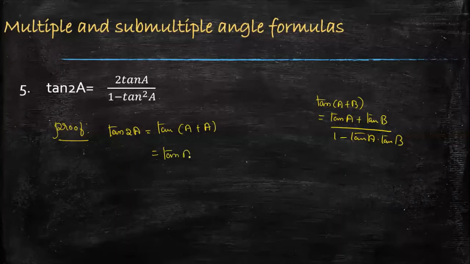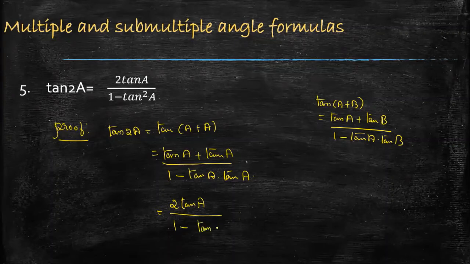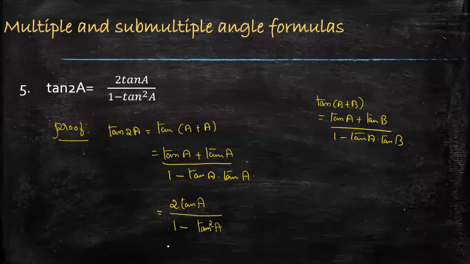This formula I am going to apply here. So it will be tan of a plus tan of b, where here we have a in place of b as well. So 1 minus tan a into tan b. So this is how I expand. So it will be tan a plus tan a, which is 2 tan a, tan a appears twice, divided by 1 minus tan a into tan a, which becomes tan a to the power 2, tan square a. So we have got the formula. This is how we prove.